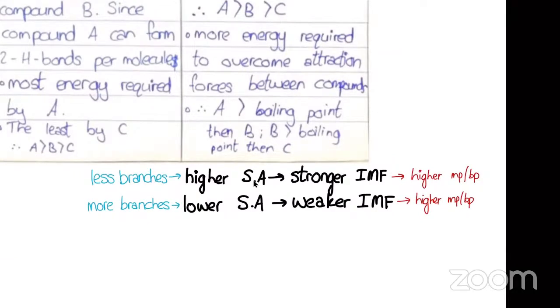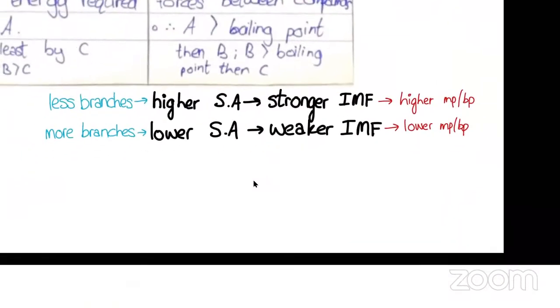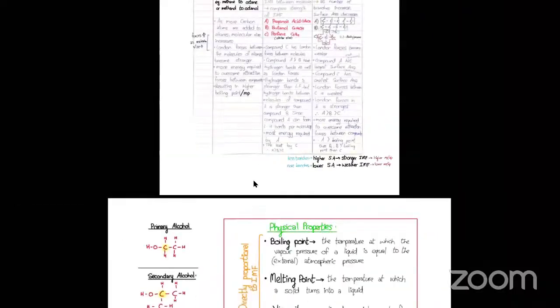The bottom one, more branches, has a lower surface area, which results in a weaker intermolecular force and a higher melting point. No, that's wrong. It's supposed to be lower. Lower melting point or boiling point, because if the intermolecular forces are weak, it doesn't take much heat to melt them or to boil them. Okay, so that's the 3 different experiments.